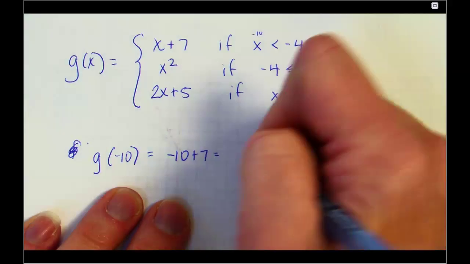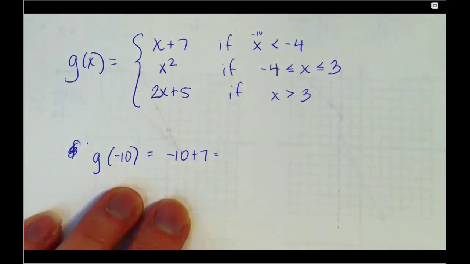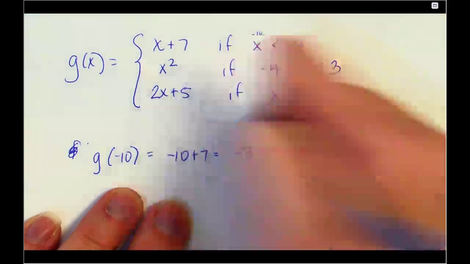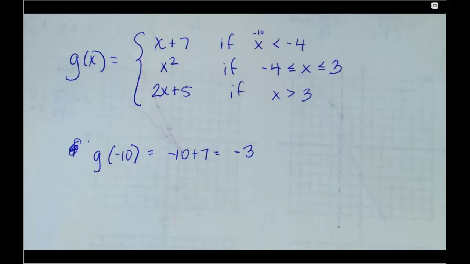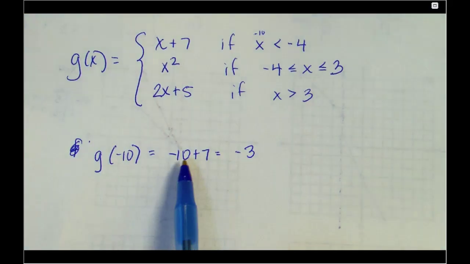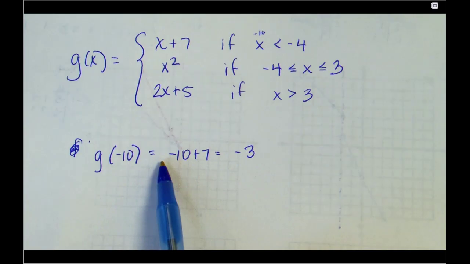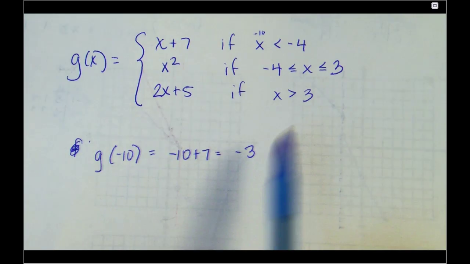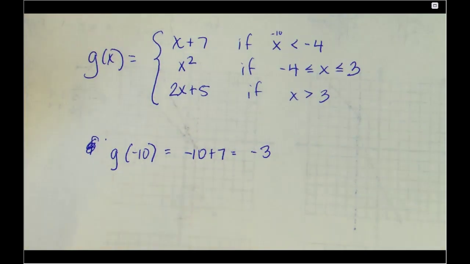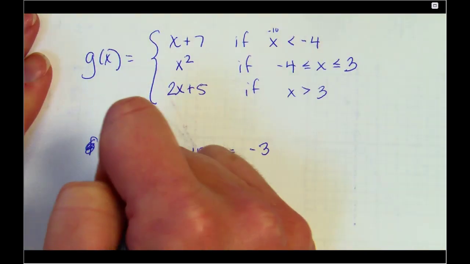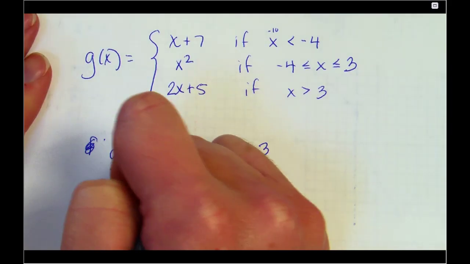What is negative 10 plus 7? Negative 3. Negative 3. Negative 10 plus 7. So one thing I want you to remember is you don't add things and make them negative. It's literally a negative 10 with 7 more. So that's only a negative 3. Let's do G of 12. G of 12.